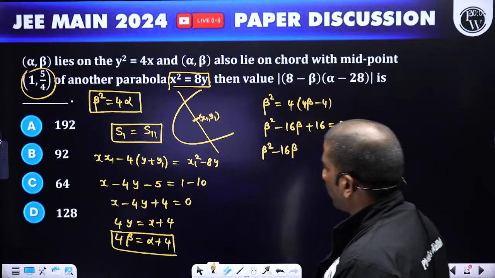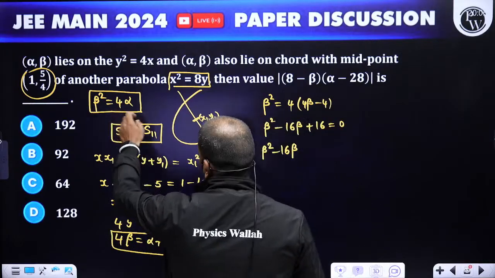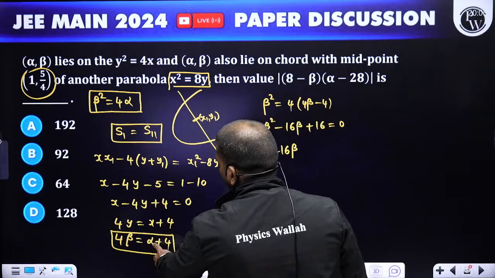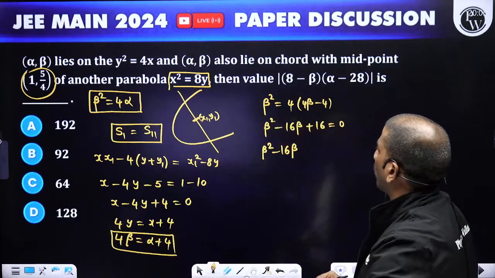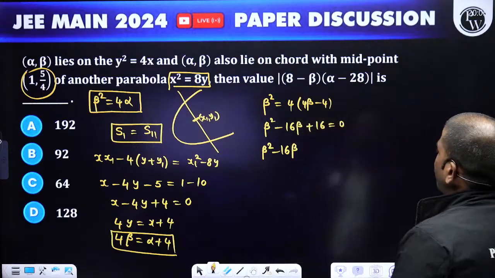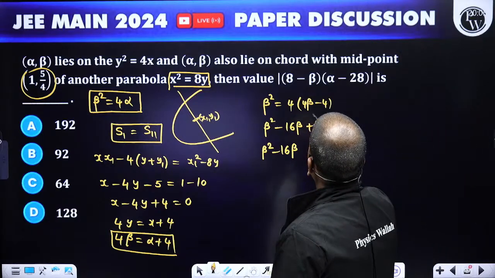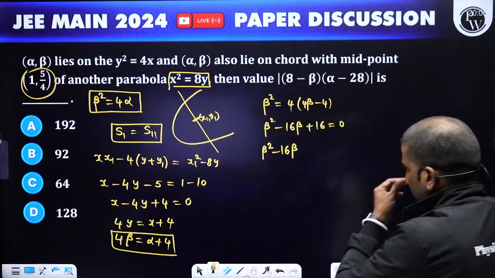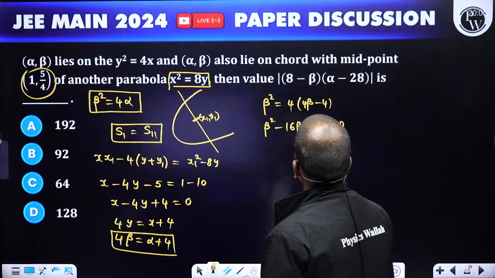We need to solve this for alpha and beta. What I did, beta square is equal to 4 times alpha. Alpha is equal to 4 beta minus 4. Yes. So 4 times 4, 16. 16 beta minus 16 beta plus 16 is equal to 0. Right? So this is what it is.